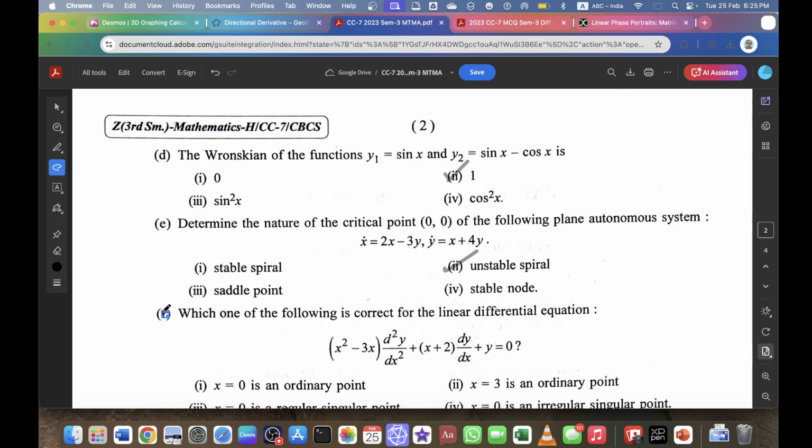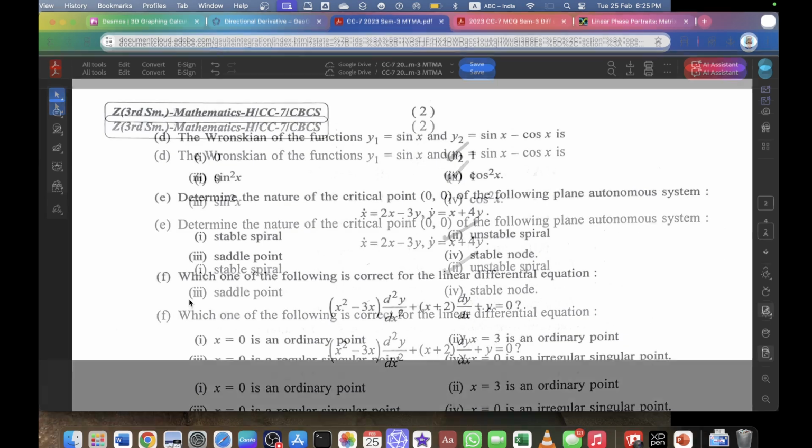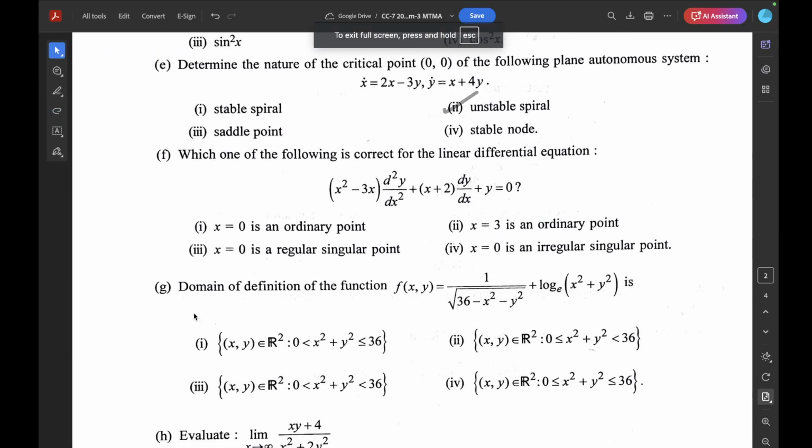Next question, F. Which one of the following is correct for the linear differential equation (x square minus 3x) d2y/dx square plus (x plus 2) dy/dx plus y equal to 0?